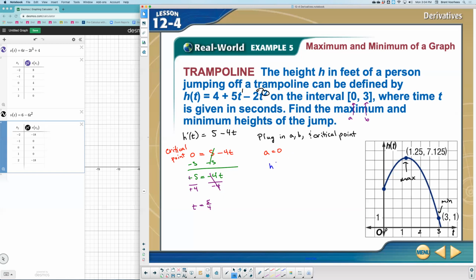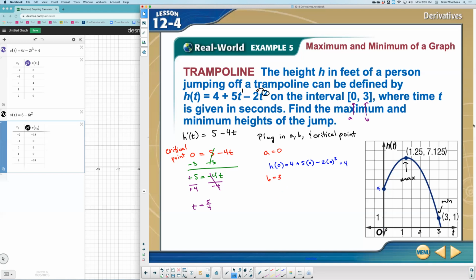So I'd have H of 0 will equal 4 plus 5 times 0 to the first minus 2 times 0 squared. Multiplying by 0 is always going to be 0. So that's 0. That's 0. We have a height of 4. Notice this height is 4 at 0 seconds. Okay, now I would plug in the B value, which is 3.